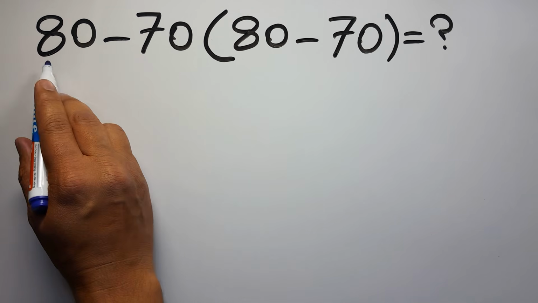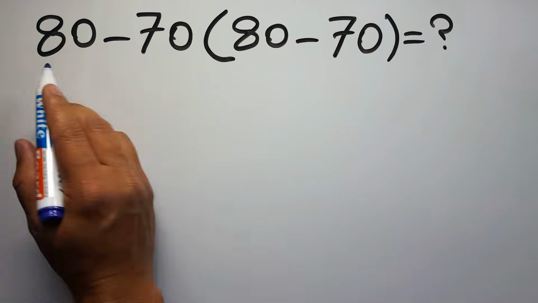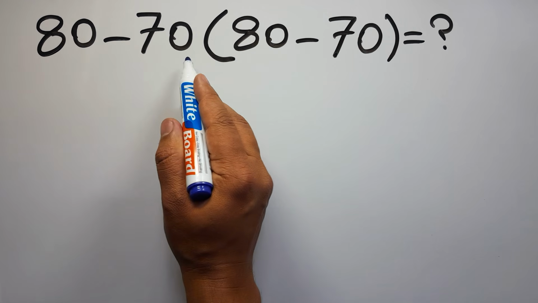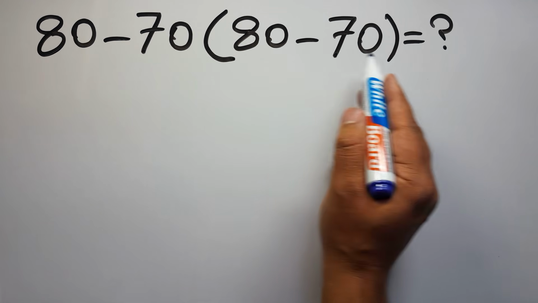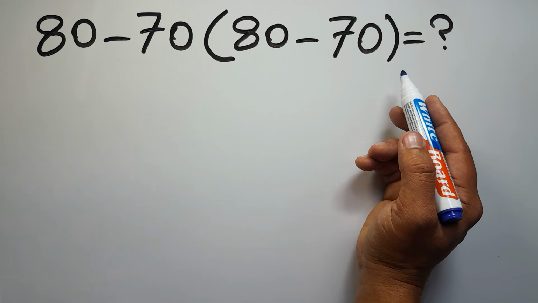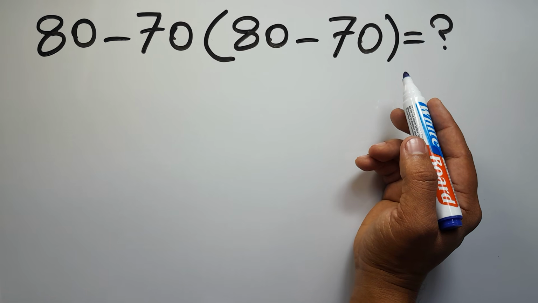In this video, we want to find the value of this expression: 80 minus 70 times (80 minus 70). Are you ready to solve? Let's go ahead and get started.